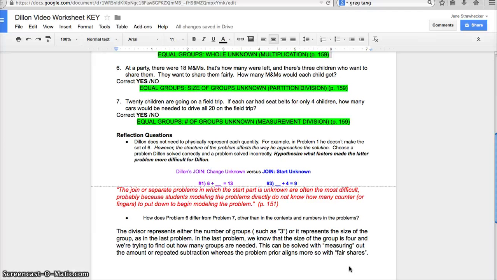So there were some excellent recommendations on page 151 in the left-hand column that you might want to go back and highlight.